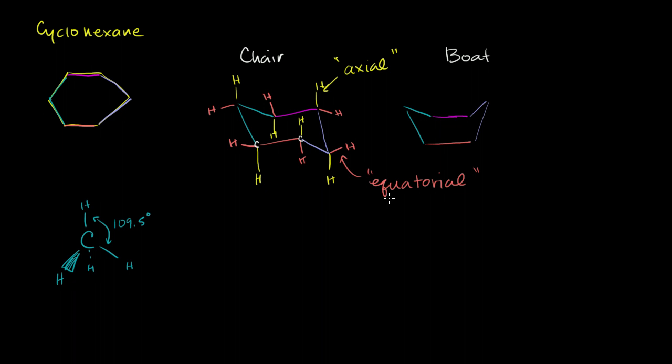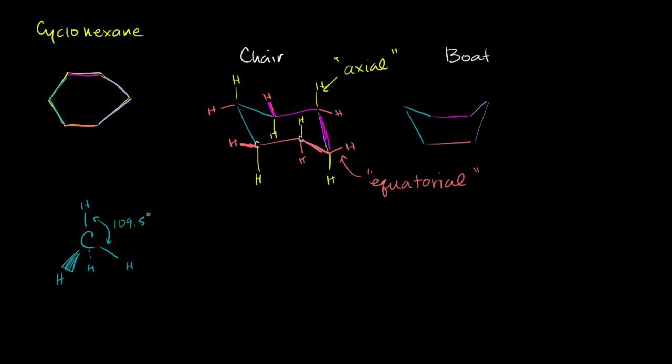And the reason why they're called equatorial is, if you think about it, and it's sometimes hard to visualize, this bond right here is parallel to this bond right over there. And this bond right over here is parallel to this. The equatorial bonds are parallel to some part of the ring. So that one is parallel to that right over there. Actually, I could even color code that. This is parallel to this, and this is parallel to that.